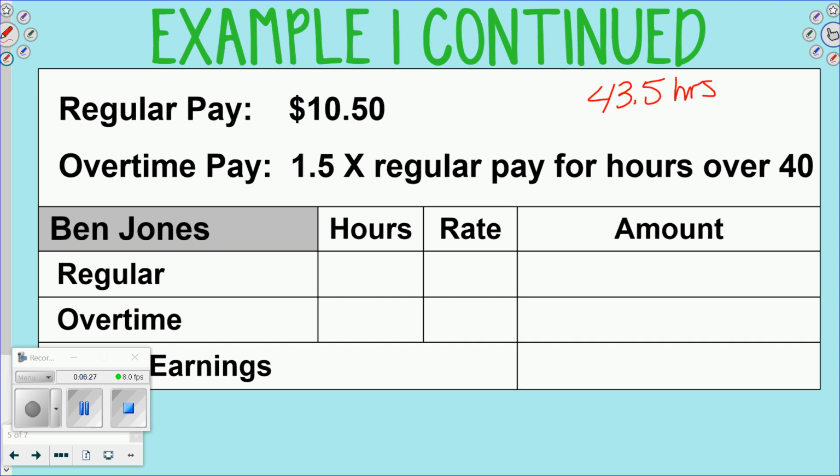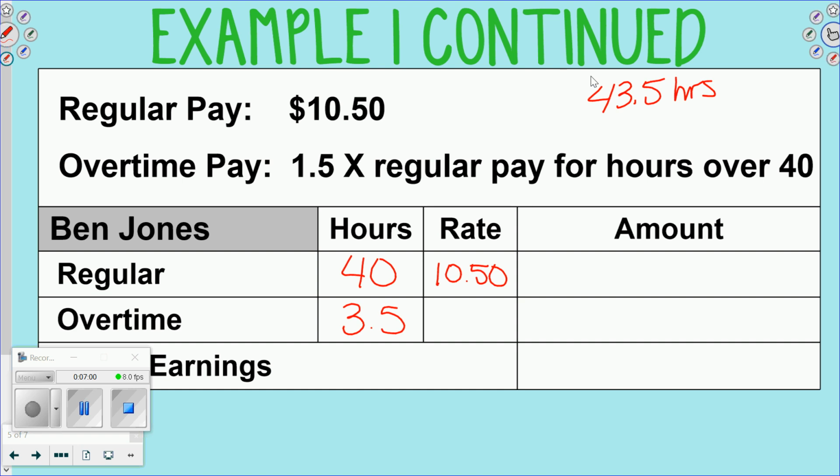All right. So then where I want you to actually finish out so we can figure out how much money he's making before taxes come out. So if he normally makes $10.50 an hour and he gets time and a half times his regular pay for hours over 40. All right, so first thing it says is regular. So for regular, how many hours? 40. So then overtime hours would be 3.5. His regular rate, $10.50. You don't have to do any work there.